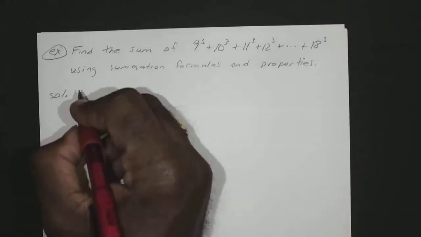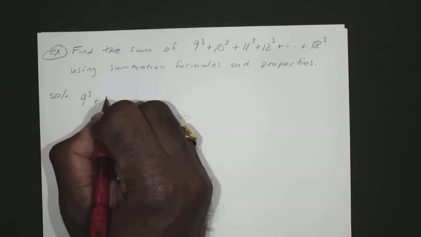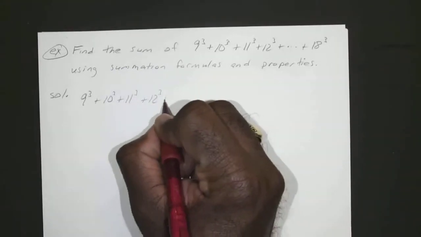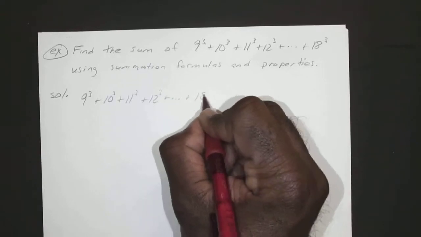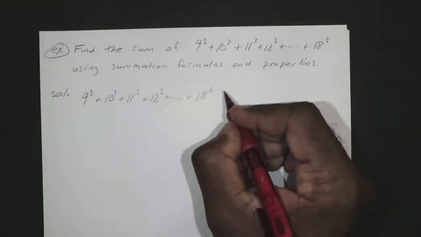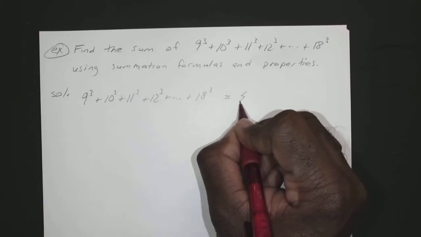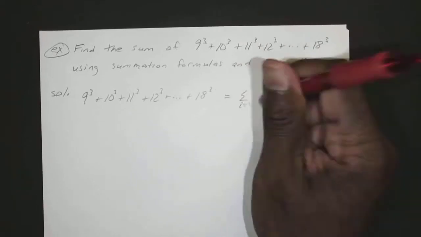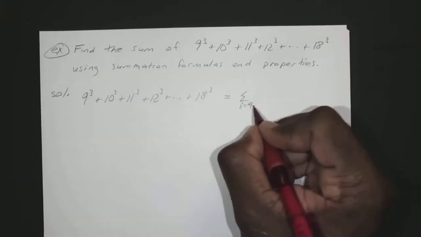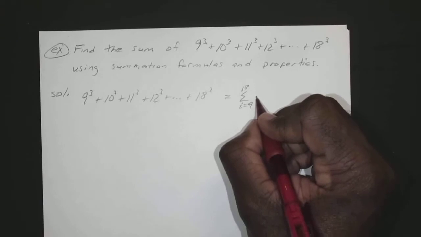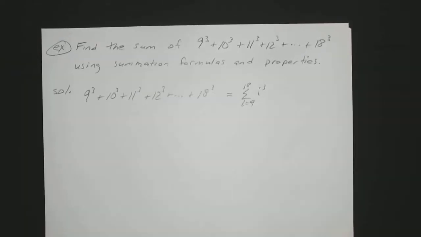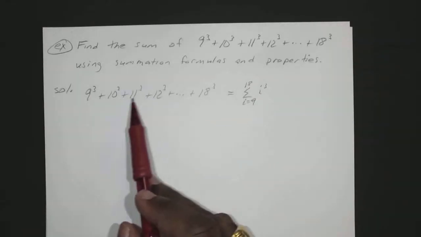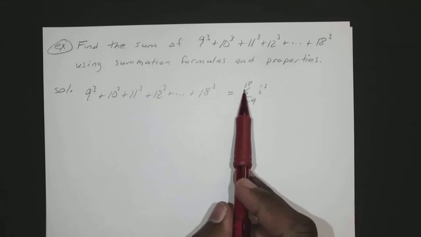Okay. So for this one, 9 to the third plus 10 to the third plus 11 to the third, 12 to the third, all the way to 18 to the third power. That's just equal to the sum from i equals 9, because we started at 9, to 18 of i to the third power. So all we did, if we plug in 9, we get 9 to the third, plug in 10, 10 to the third, 11, all the way up to 18, where we stopped.